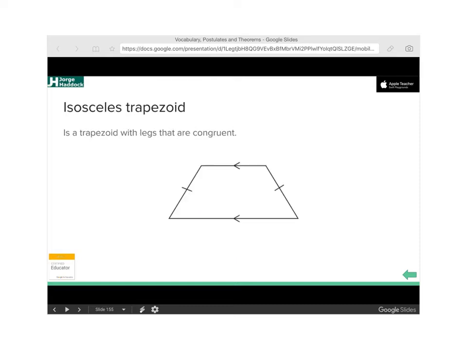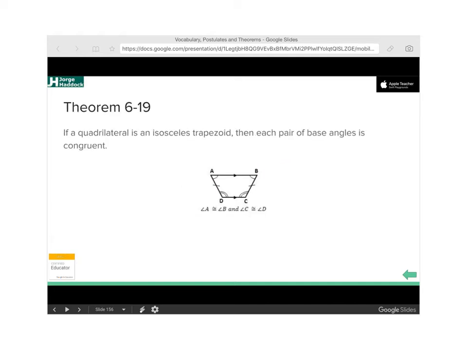There's a special type of trapezoid, and it's an isosceles trapezoid. That one is a trapezoid with legs that are congruent. So the two non-parallel sides are congruent to each other. If a quadrilateral is an isosceles trapezoid, then each pair of base angles is congruent. So in this case, angle D and C are congruent, and angle B and A are congruent. Also, the diagonals of an isosceles trapezoid are congruent.